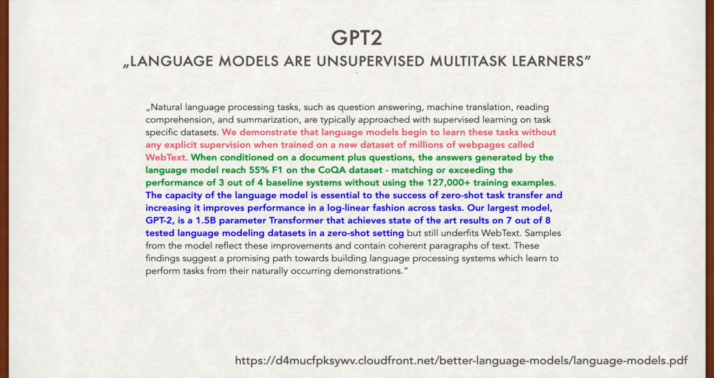Our largest model, GPT-2, is a 1.5 billion parameter transformer that achieves state-of-the-art results on 7 out of 8 tested language modeling datasets in a zero-shot setting, but still underfits WebText. Samples from the model reflect these improvements and contain coherent paragraphs of text. These findings suggest a promising path towards building language processing systems which learn to perform tasks from their naturally occurring demonstrations. In this abstract, we find 3 extremely important pieces of information.